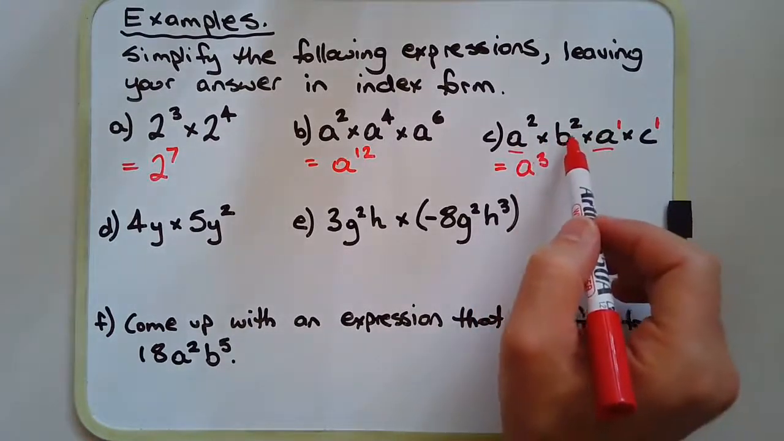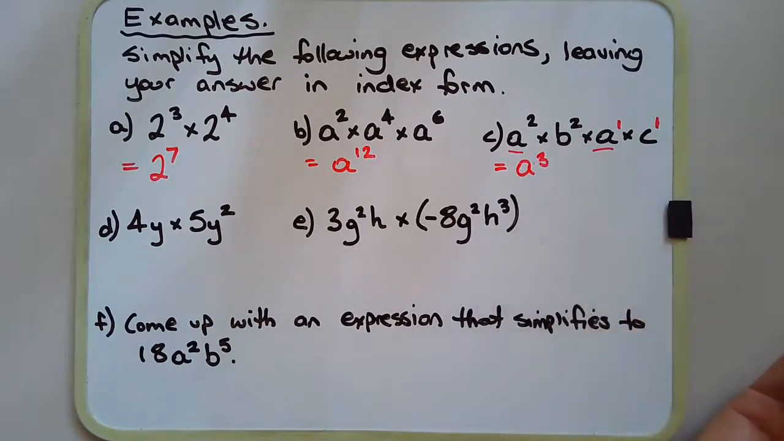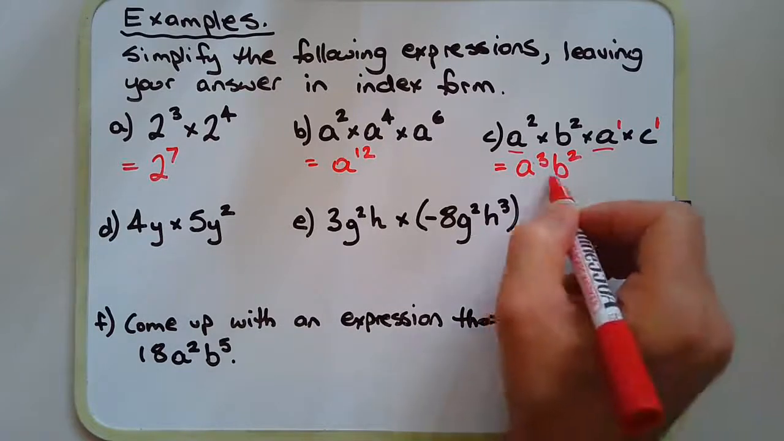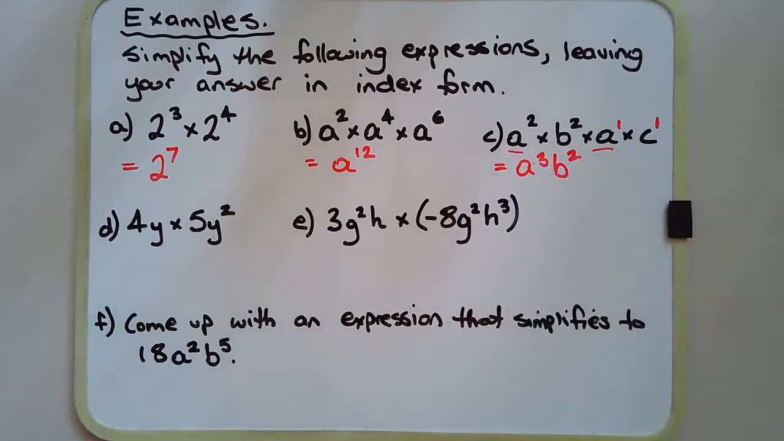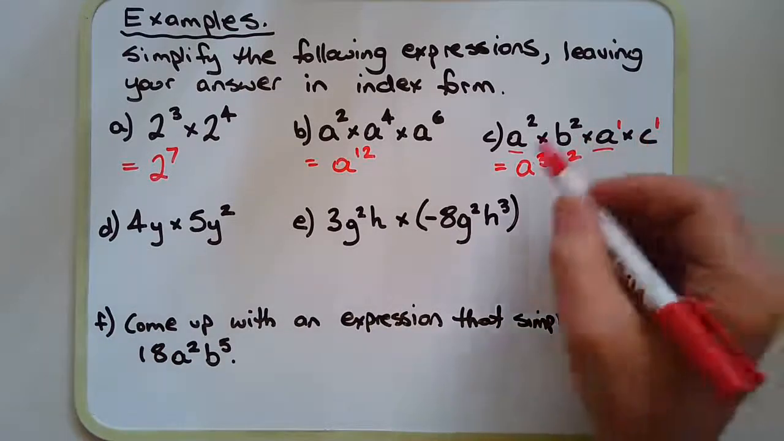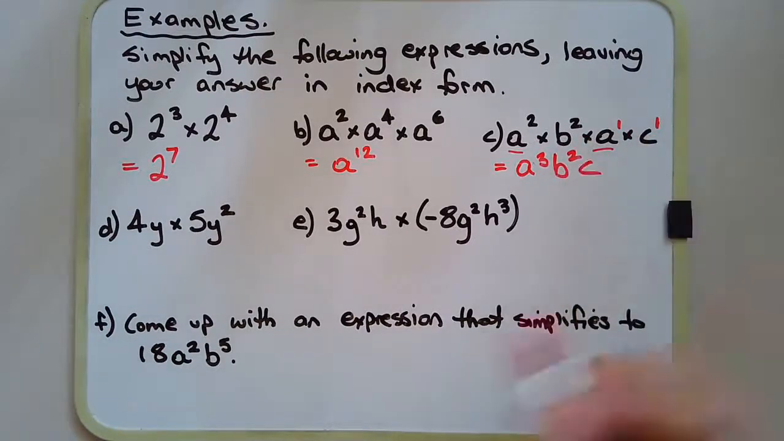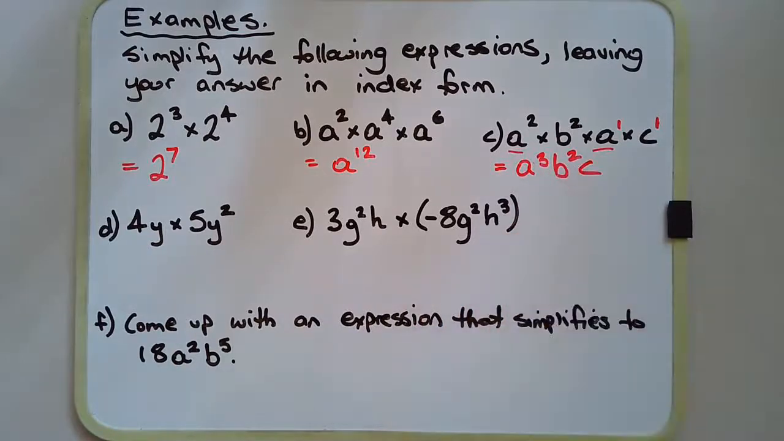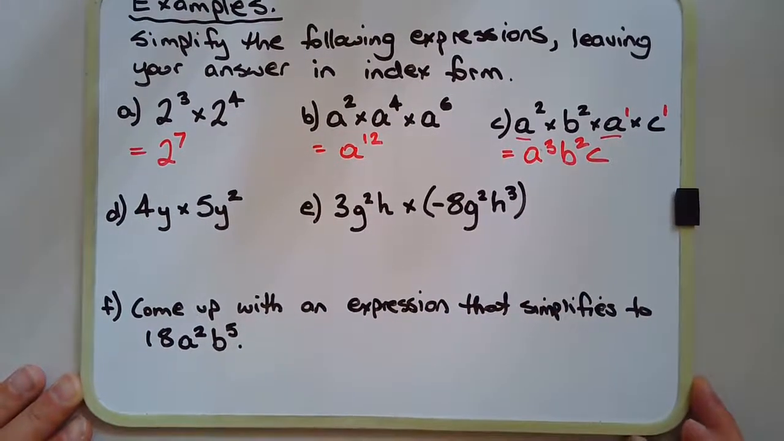Now we have a b squared that's on its own. There's no other b anywhere else, so we're going to write it just as b squared. We don't have to show the multiplication symbol in algebra. And lastly, we just have a c on its own. Again, there are no like bases. So we just write it as a cubed, b squared, and c. Okay, part D.